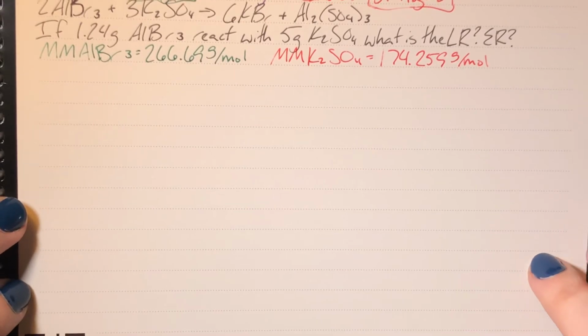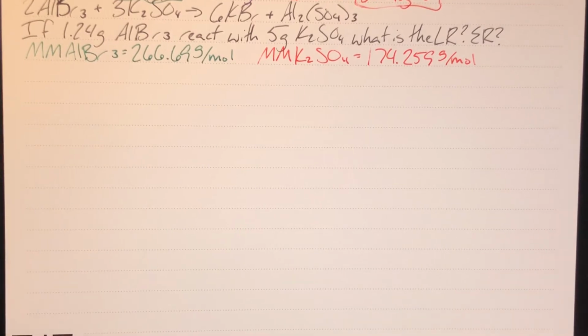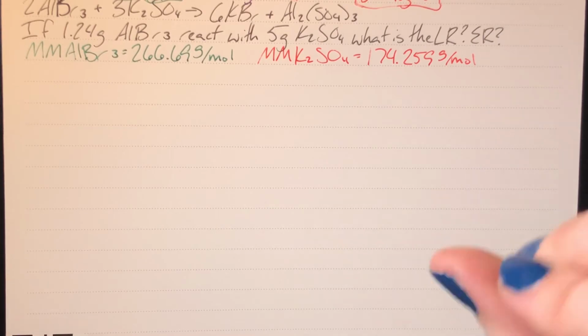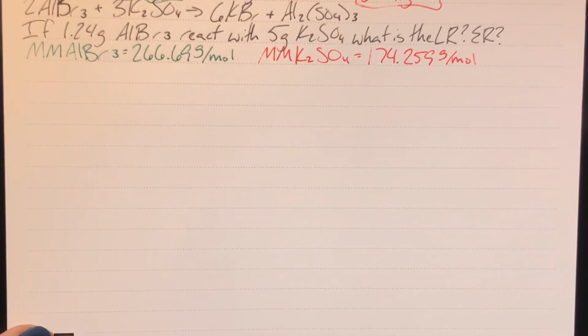Moving to this next problem, we have the double replacement reaction between aluminum bromide and potassium sulfate. And then my actual question asks if 1.24 grams of aluminum bromide react with 5 grams of potassium sulfate, what is the limiting reagent? What is the excess reagent? So I'm going to, just like I did last time, establish all of my necessary conversions first, and then I'll actually start doing the problem.